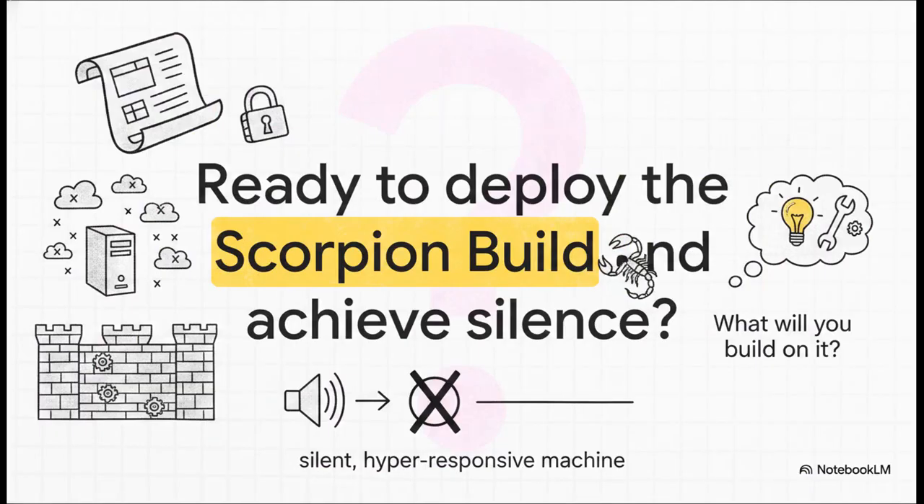You now have the exact blueprint, the complete Scorpion build deployment manual to transform a noisy, cloud-connected consumer OS into a static, invisible local compute environment. The system is finally 100% under your command. So the only question left is, now that you have a silent, hyper-responsive machine, what are you going to build on it?